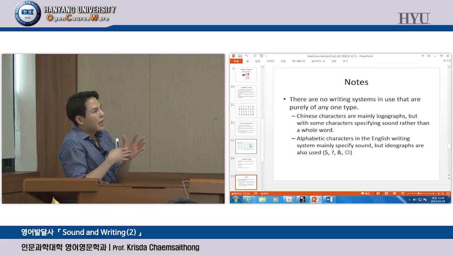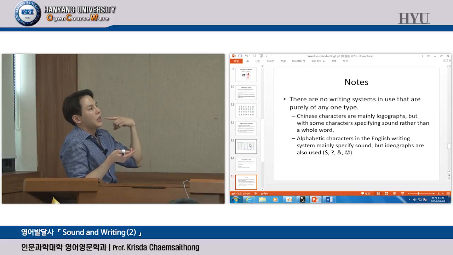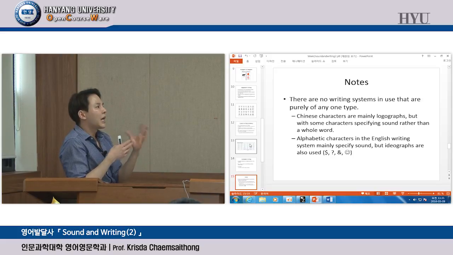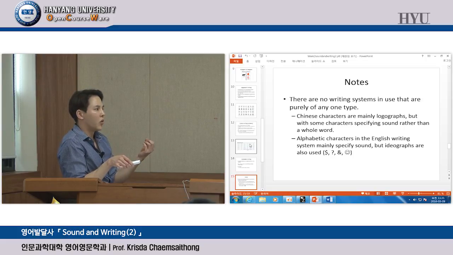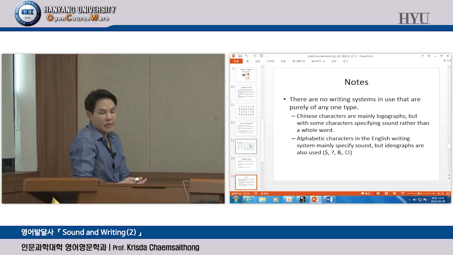When we think about Chinese and other languages, there is no writing system that is based on one particular type, because within a particular language you might see two systems coexisting. Chinese is mainly based on a logographic system, right? But with some characters you have the syllabic system also. And in English, you also use the smiley face when you do texting, right? These are all ideograms, and logograms, and so on. Okay?